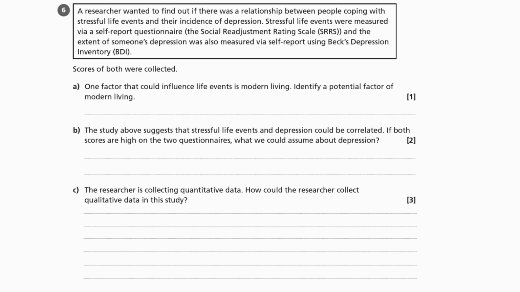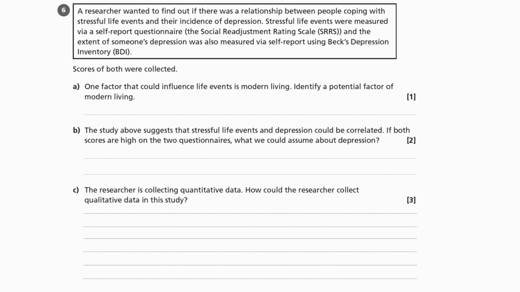So the question says, a researcher wanted to find out if there was a relationship between people coping with stressful life events and their incidence of depression. Stressful life events were measured via a self-report questionnaire, the Social Readjustment Rating Scale, SRRS, and the extent of someone's depression was also measured via self-report using Beck's Depression Inventory, BDI. Scores of both were collected.